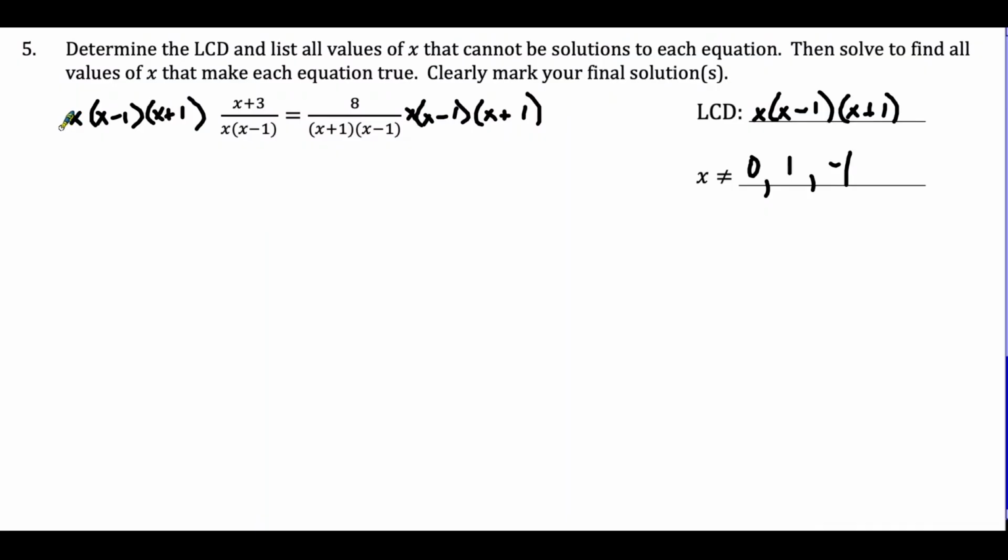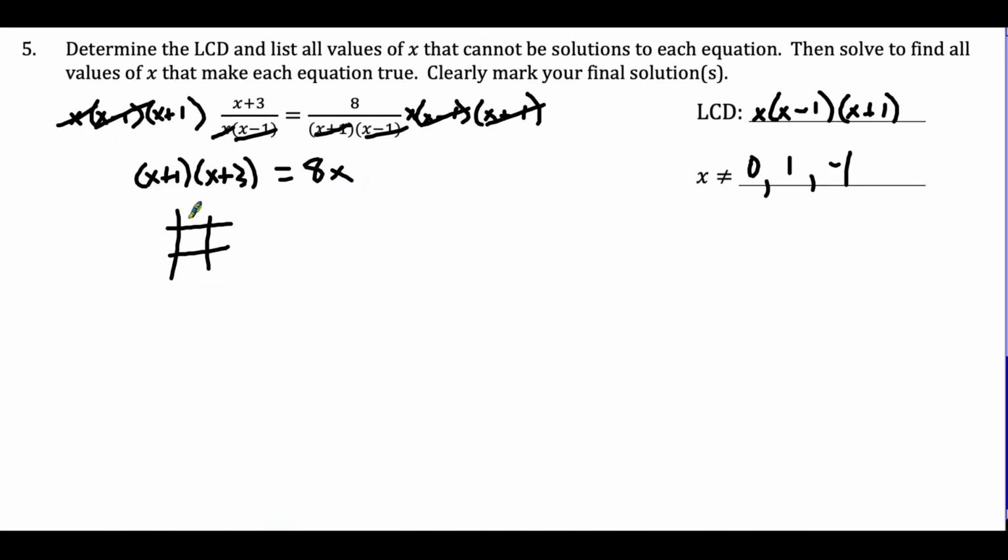So on the left side, the x's cancel and the x minus 1's cancel. So I'm left with x plus 1 times x plus 3. And on the right side, the x plus 1's cancel and the x minus 1's cancel. So I'm just left with 8 times x. Just like the last few problems, I'm going to have to multiply these binomials together. So x plus 1 times x plus 3. X times x is x squared. X times 1 is 1x. X times 3 is 3x. And 3 times 1 is 3.